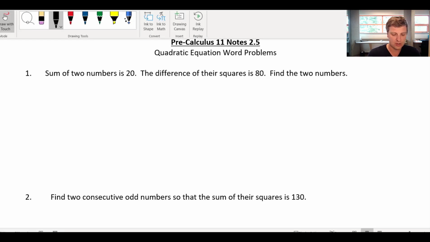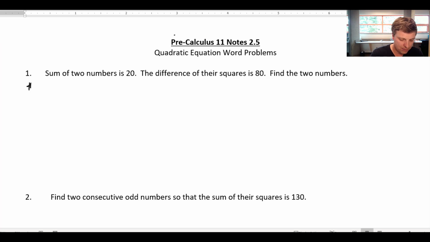Okay, so let's write down what we know here. The first thing we need to do is define some variables. The sum of two numbers is 20 and the difference of their squares is 80. So I'm just going to start setting this up, and I'm going to show you one of the most common roadblocks students run into. If I just say number 1 is x, and then number 2 is, let's say, y, for example.